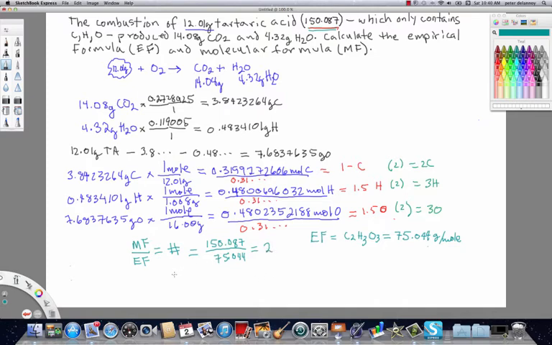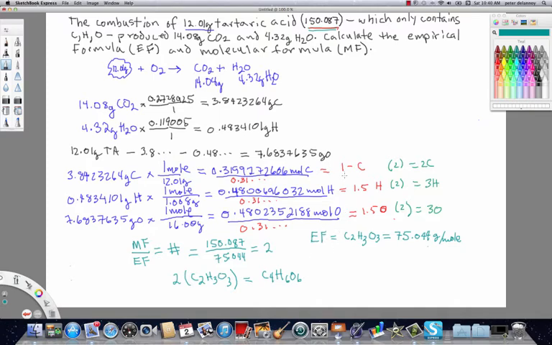So we take the 2, the whole number, and we multiply that now through the empirical formula, which is C2H3O3. We're multiplying the subscripts. So the actual chemical formula of tartaric acid is going to be C4H6O6.